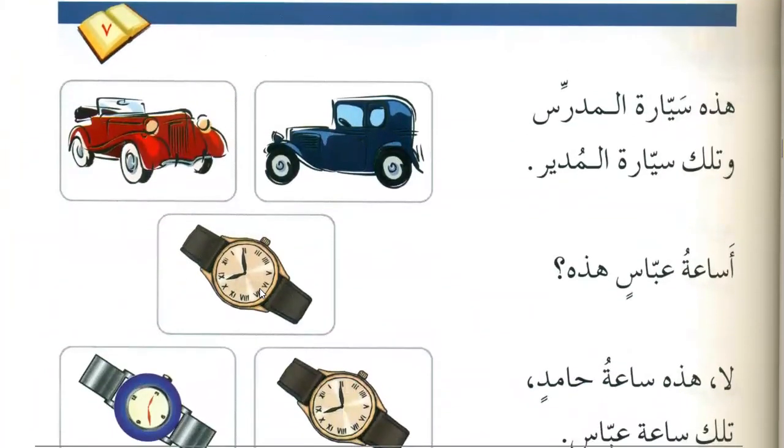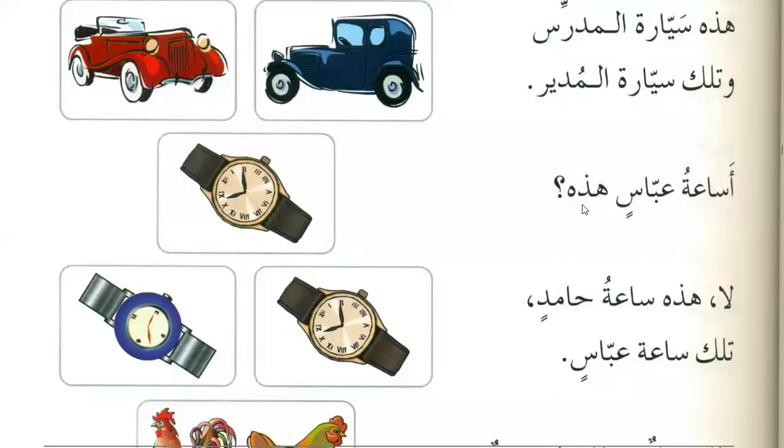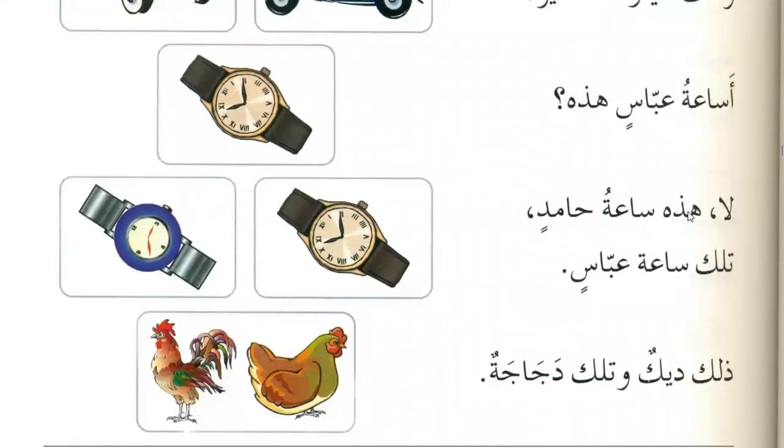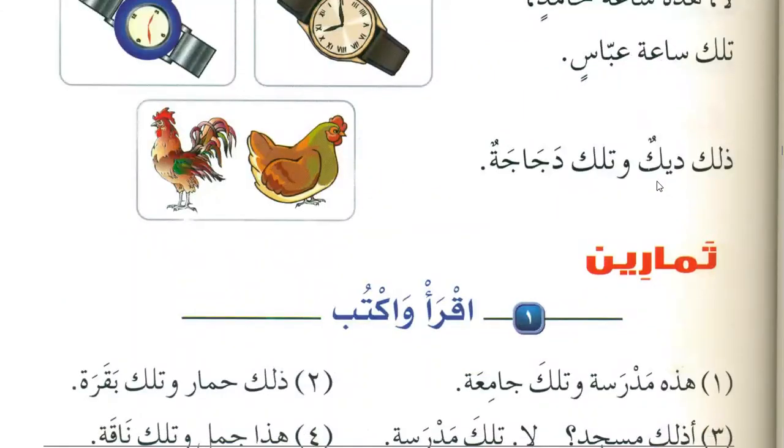Hazihi sayaratul mudarrisi wa tilka sayaratul mudiri. This is the teacher's car and that is the headmaster's car. As-sa'atu Abbasin hazihi? Is this Abbas's watch? La. Hazihi sa'atu Hamidin. Tilka sa'atu Abbasin. No. This is Hamid's watch and that is Abbas's watch. Zalika dikun wa tilka dajajatun. That is a rooster and that is a chicken.